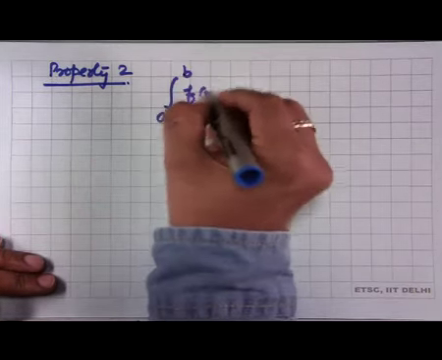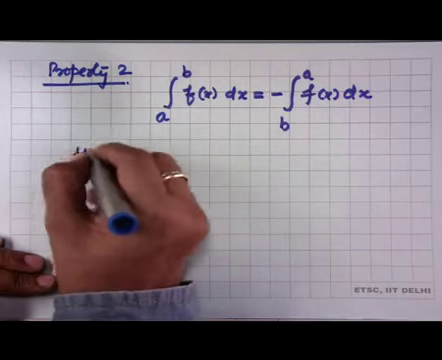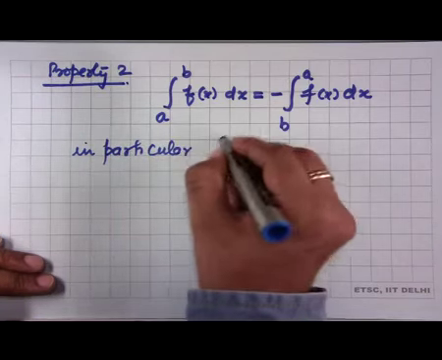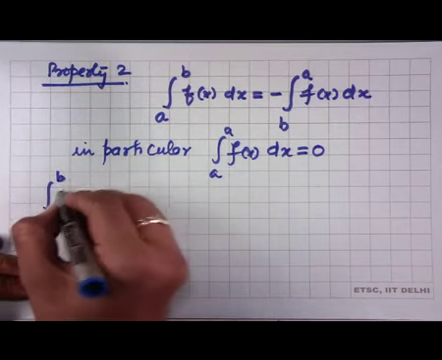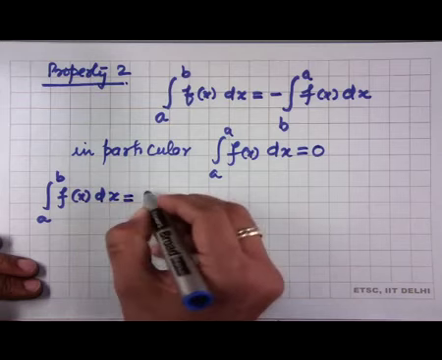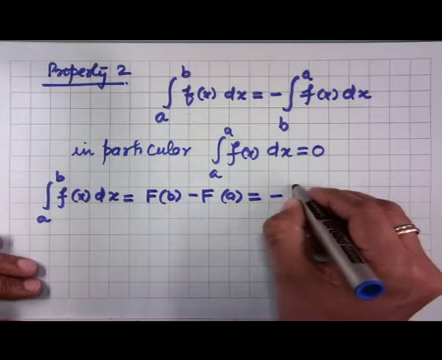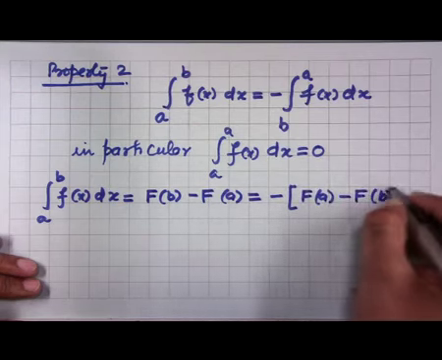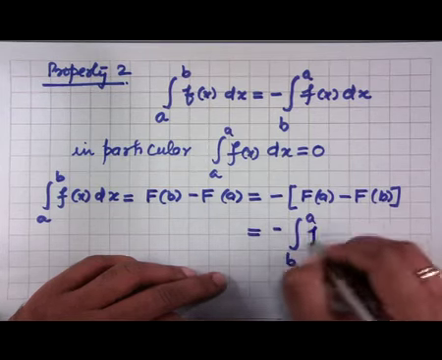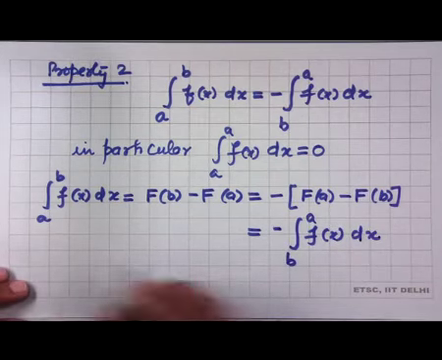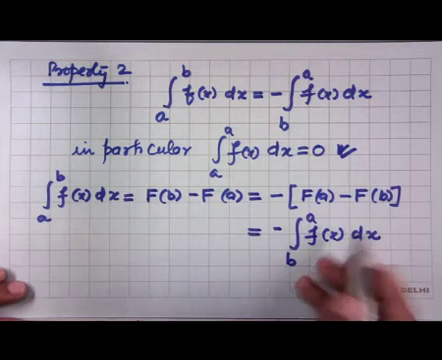Integral from a to b of f(x) dx is equal to minus the integral from b to a of f(x) dx. In particular, the integral from a to a of f(x) dx is 0. We know that if small f(x) has an antiderivative, say capital F(x), then the value of the integral is written like this. So we can write it in this form, and hence the property. Now for this, you can just replace b by a in this and see that the value is 0 by taking this to the other side, right hand side to the left hand side.